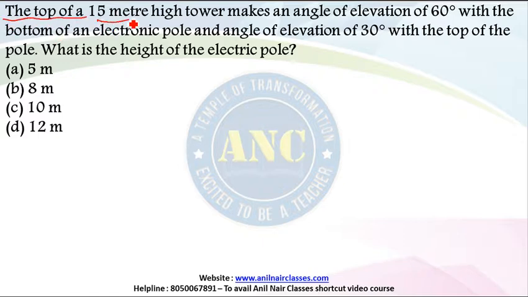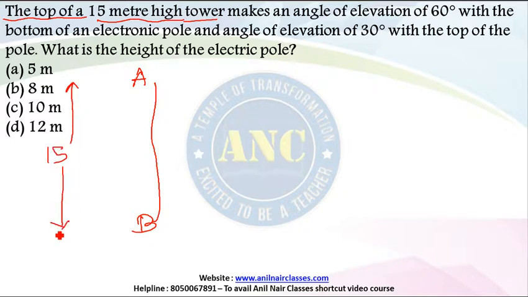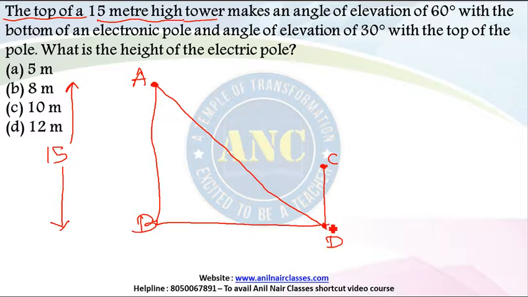The top of a 15-meter high tower. That means there is a tower. I will name the tower as AB. The question says the height of this tower is 15 meters. Okay, that we understood. The top of a 15-meter high tower, the top is A, makes an angle of elevation of 60 degrees with the bottom of an electric pole. There is an electric pole. I will call it CD. The bottom of this electric pole is D.